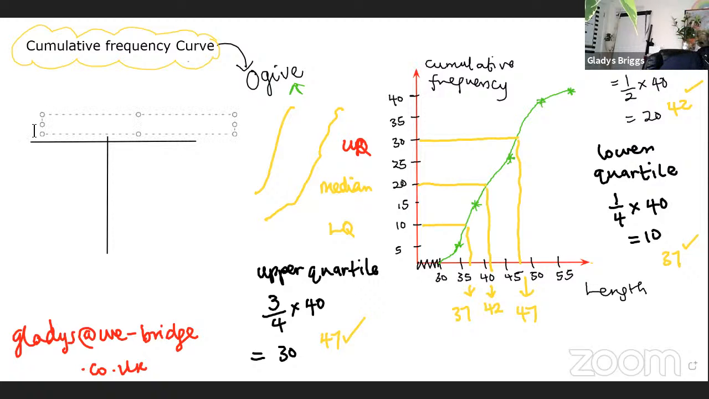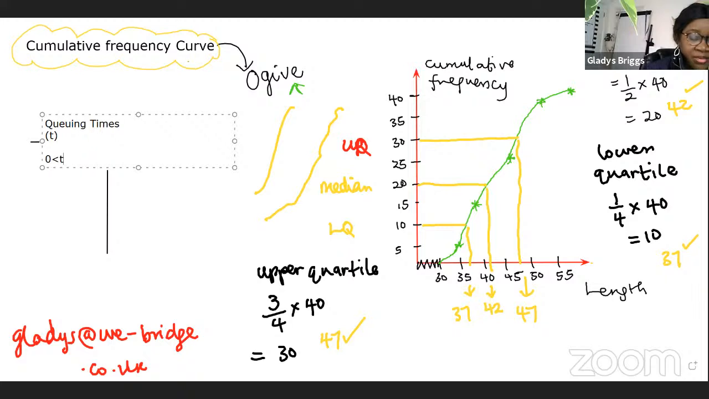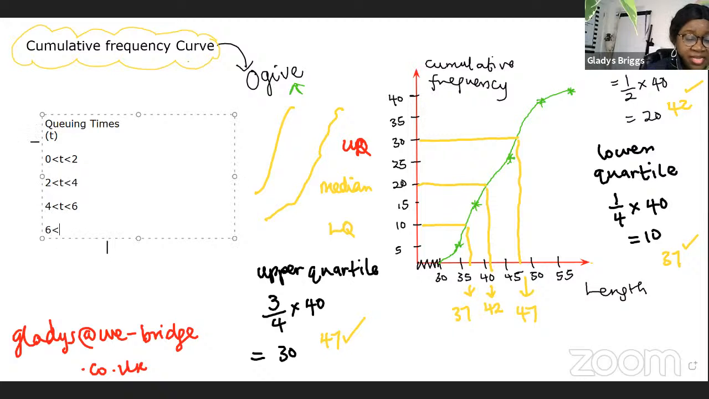So you have queuing times. And I'm going to put that in as T. 0 is less than T is less than or equal to 2. 2 is less than T is less than or equal to 4. 4 is less than T is less than or equal to 6. 6 is less than T is less than or equal to 8. 8 is less than T is less than or equal to 10.